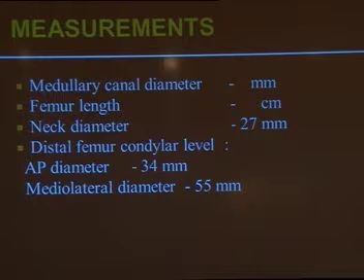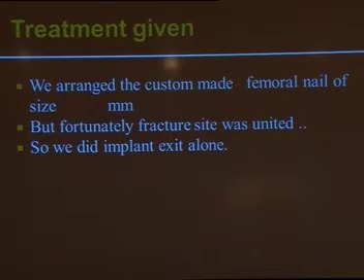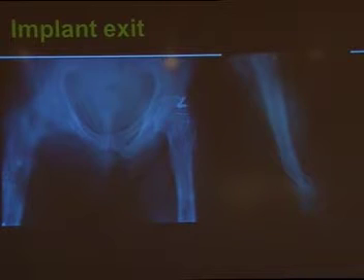And we measured preoperatively. We found that the canal diameter was 9 mm and femoral length was 30. So we arranged a custom-made femoral nail of 30 into 9 to revise the case. But fortunately, the fracture site was united, so we did only implant exit alone. This is the post-op X-ray.